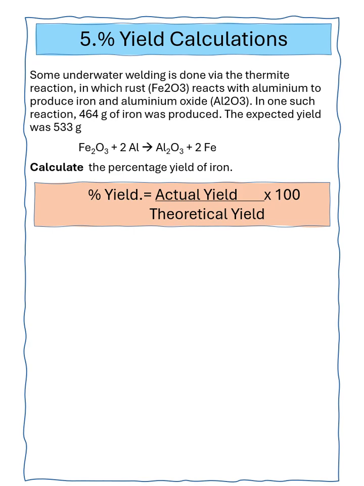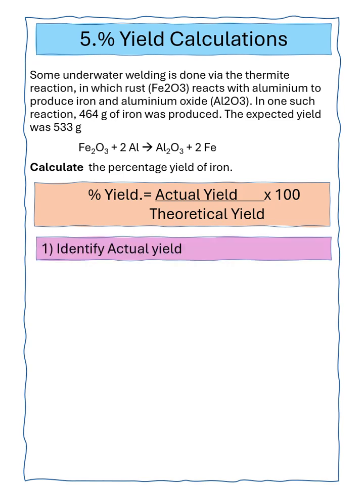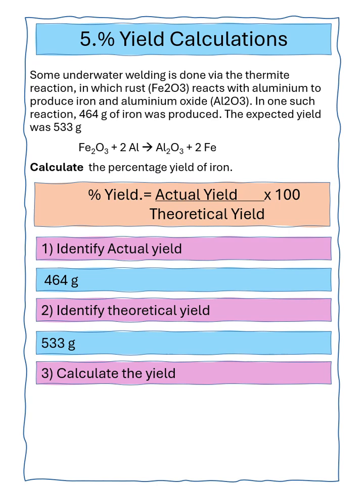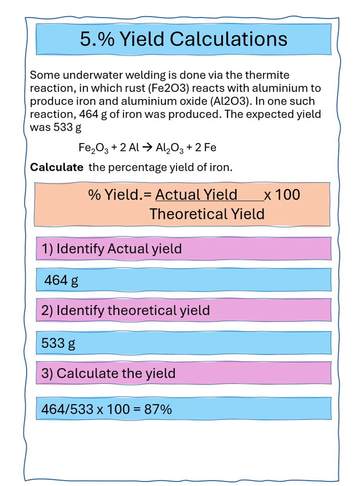So we're going to be using the equation percentage yield equals actual yield divided by theoretical yield times by 100. First of all, we've got to identify the actual yield. So the actual yield in this question was 464 grams of iron. Theoretical yield in the information was 533 kilograms. We then need to calculate the yield. So the yield is 464 divided by 533 times by 100, which equals 87%.